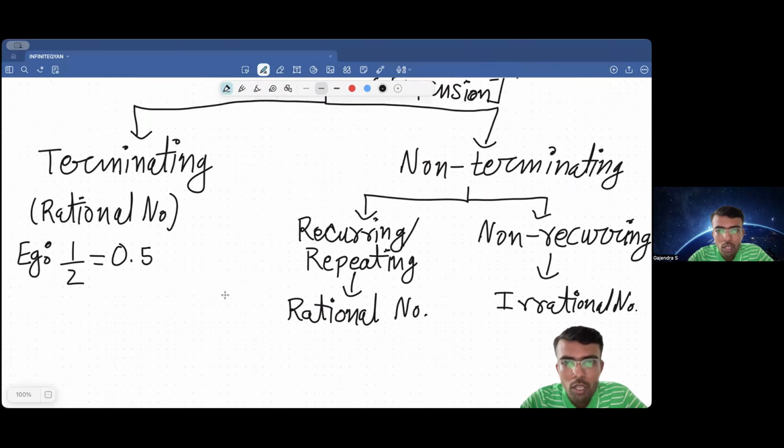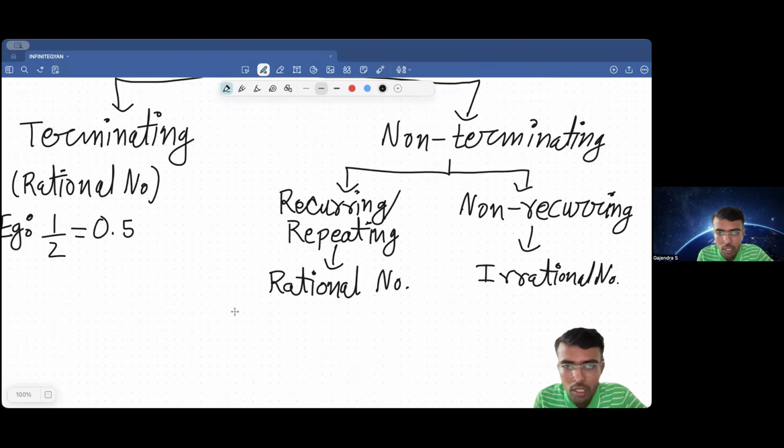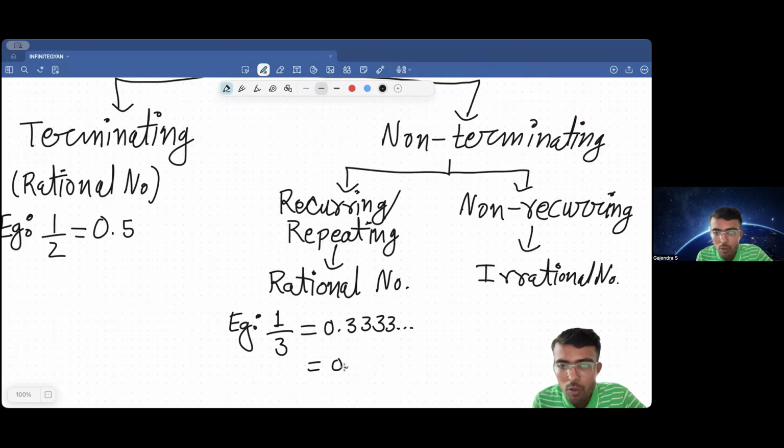And if you have to look at an example of a recurring number, it can be something like 1 by 3, which is 0.3333, and keeps going on, right? Which can also be written as 0.3 with a bar over it, right?